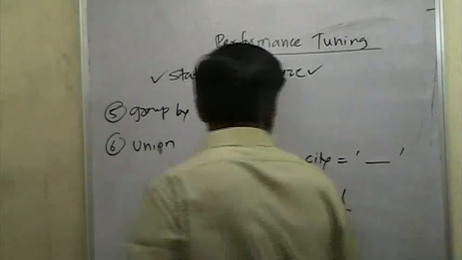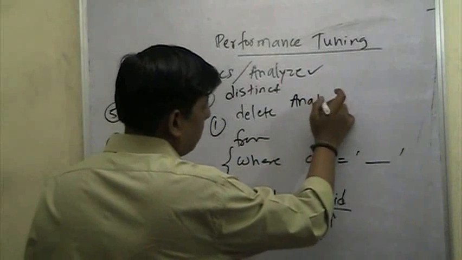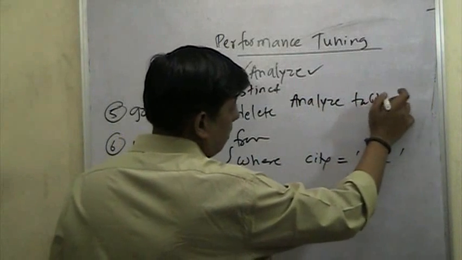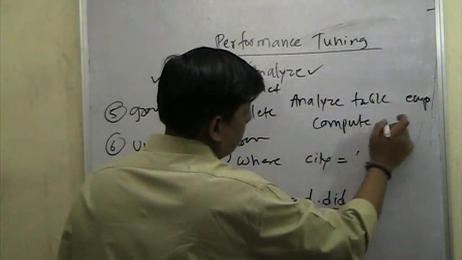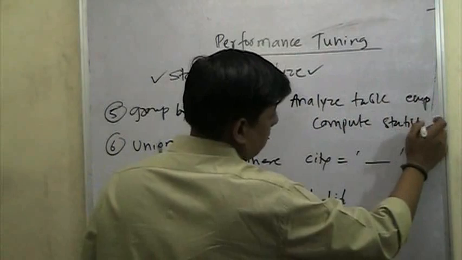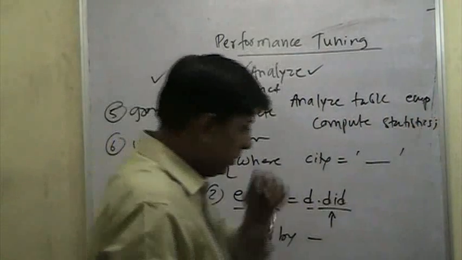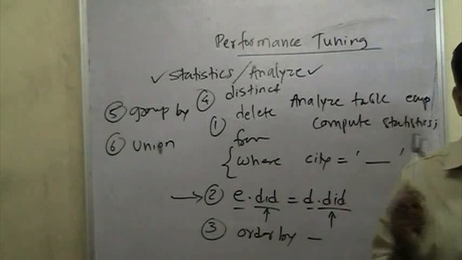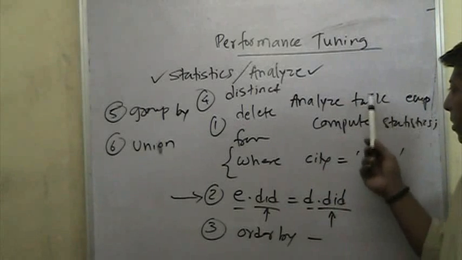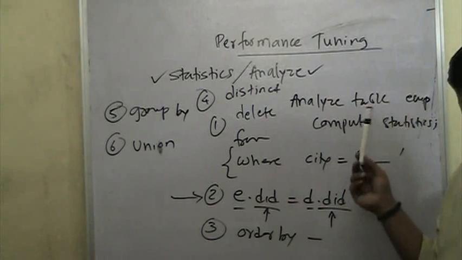The command is this: analyze table employee compute statistics. This is the command that we use. Very important command from the performance tuning point of view. We execute this command, and this command takes a long time.